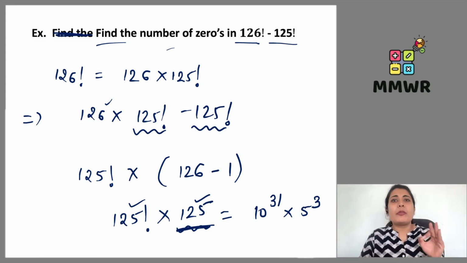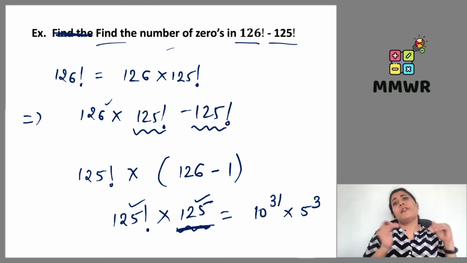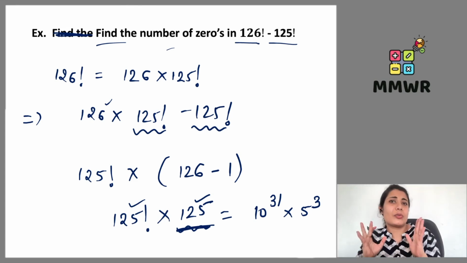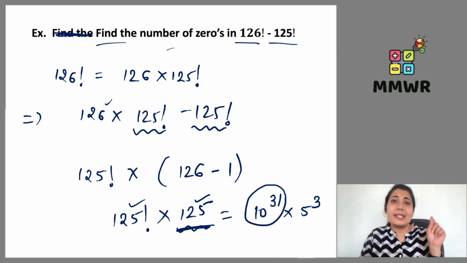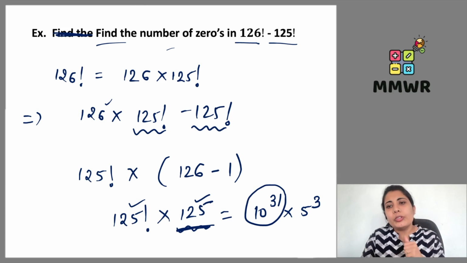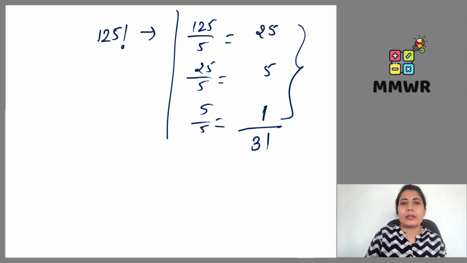Whenever this type of question comes in the exam, they may give you options: 31 zeros, 32 zeros, 34 zeros, 35 zeros. So likewise you have to look. Now 10 to the power 31 means 31 zeros. But the leftover 2s we can also merge with these 5s. We can check how many 2s are there. Of course 2s will be greater.